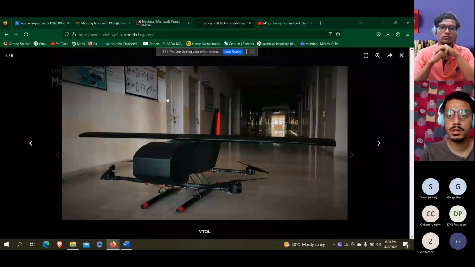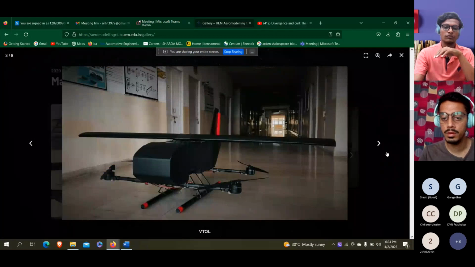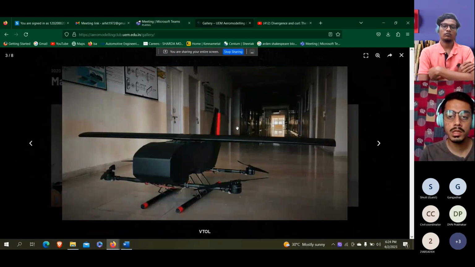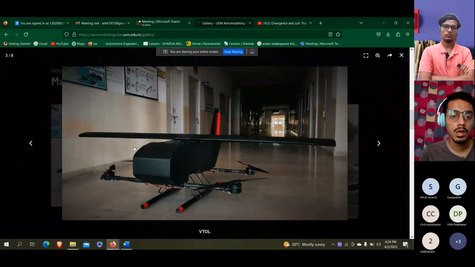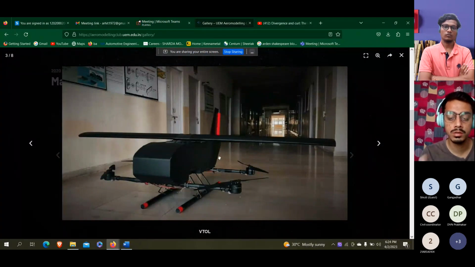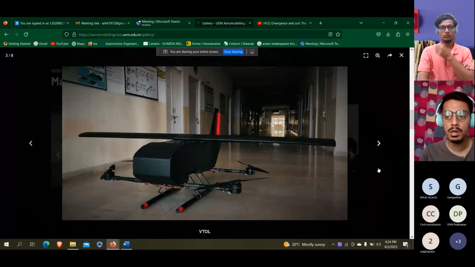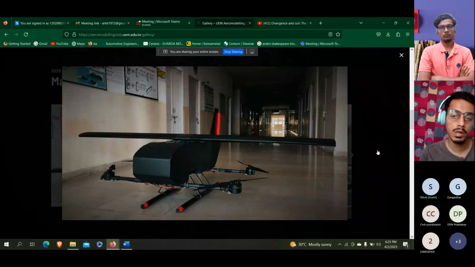So this is my club's website where we have uploaded the pictures of the projects we perform or develop in this club. This is our major project, a VTOL, vertical takeoff and landing concept. This project was selected in the Chhatra Vishwakarma Award in 2020, I think, because I was not part of this project from the very early stage. I joined later. This project was designed by that senior, and after that I took part in it, gained knowledge and started working on this project.